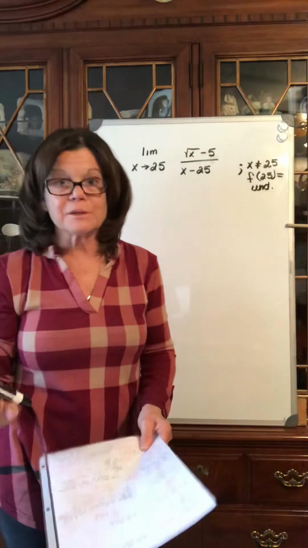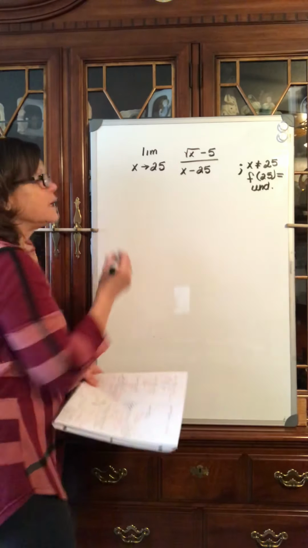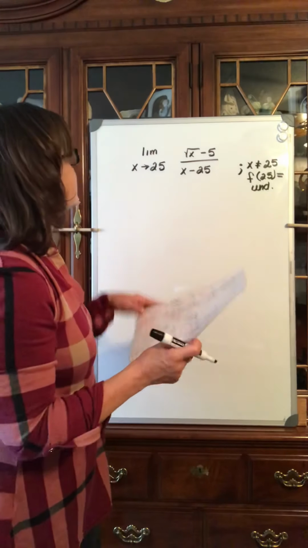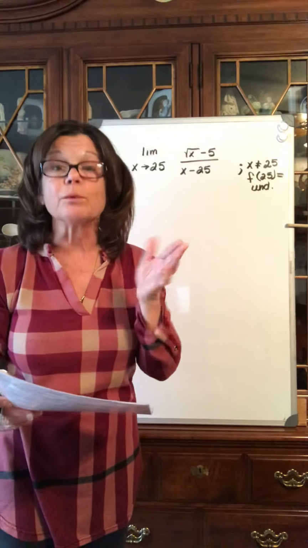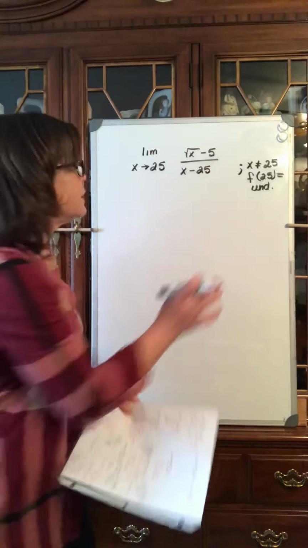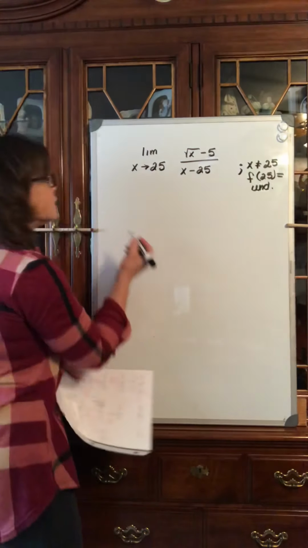That doesn't mean that there's not a limit. So we're going to simplify this function. You should really look at the graph of it too, and look at what happens as x is approaching 25 from the left and the right. Does it look like it's coming to the same y value? And it does. So even though the function is undefined, this is another situation where there's absolutely a limit.